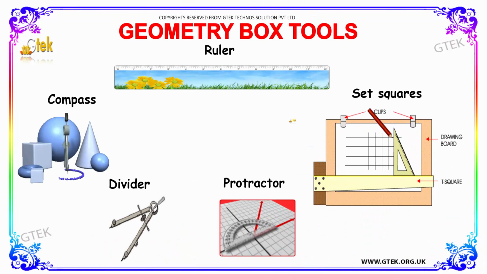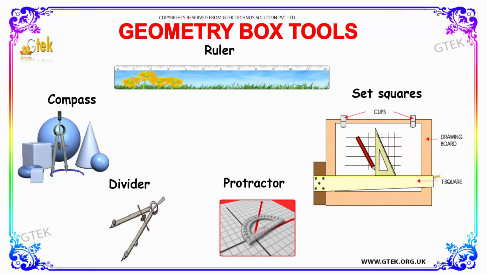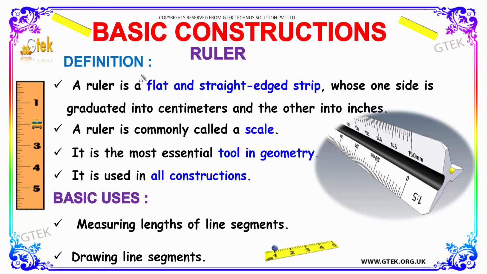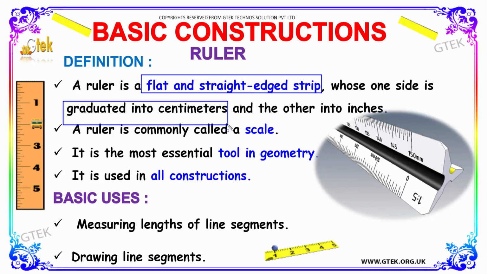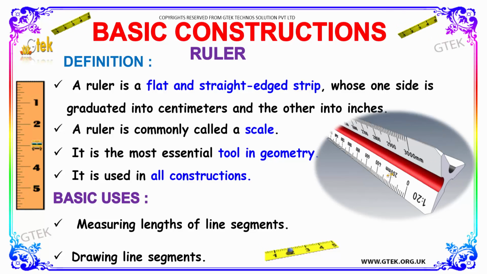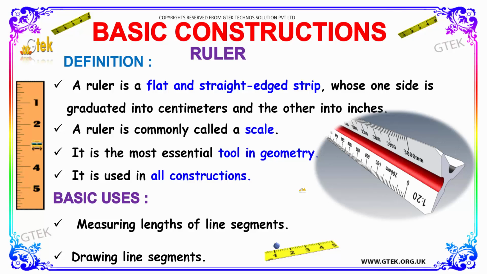So these are the geometrical box tools. Your geometry box will have a ruler, a compass, a divider, a protractor, and set squares. What is a ruler? A ruler is a flat and straight-edged strip whose one side is graduated into centimeters and the other into inches. A ruler is commonly known as a scale. It is one of the most essential tools in geometry, and it is used in almost all constructions.